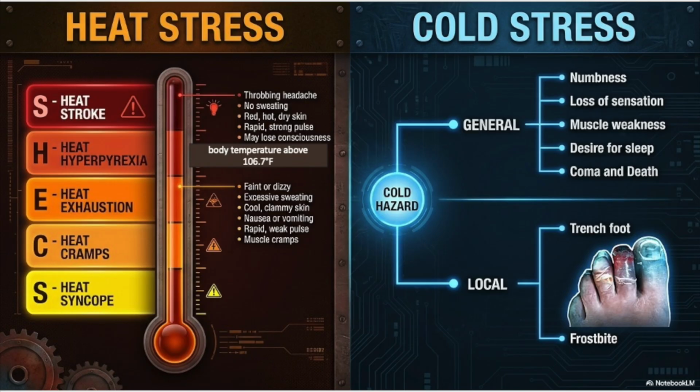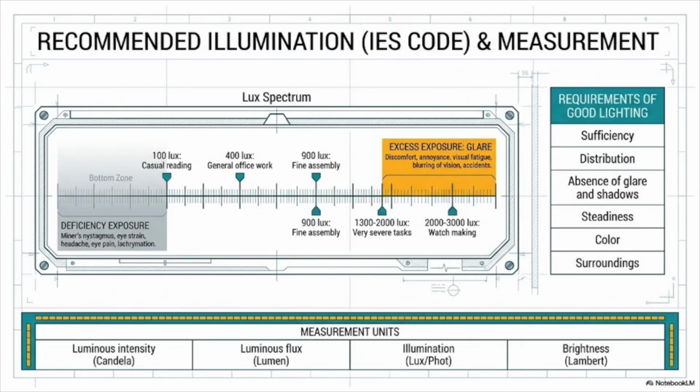Adequate illumination is essential for safe and efficient work. Poor lighting results in eye strain, headaches, fatigue, poor concentration, reduced productivity, and an increased risk of accident. Excessive glare can also interfere with vision. Therefore, lighting should always be appropriate for the type of work being performed.